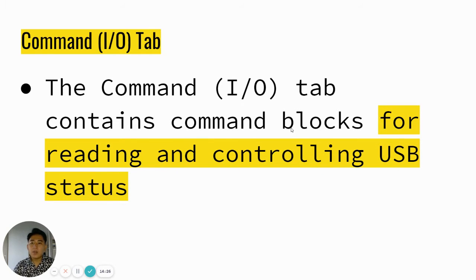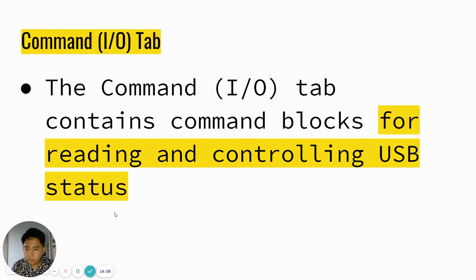All right, so what is the command tab? It contains command blocks for reading and controlling USB status. So as I mentioned before, guys, when I showed you this KidBright board, in the KidBright board we have a USB connector. So now we can connect devices here, like USB devices.